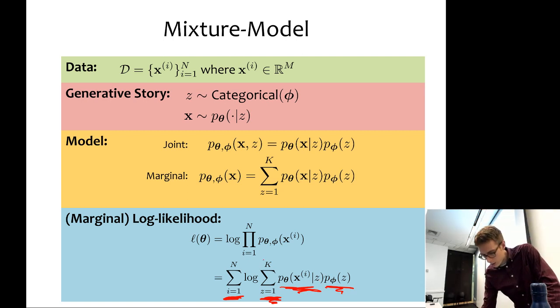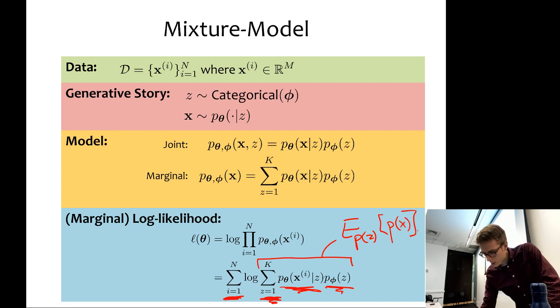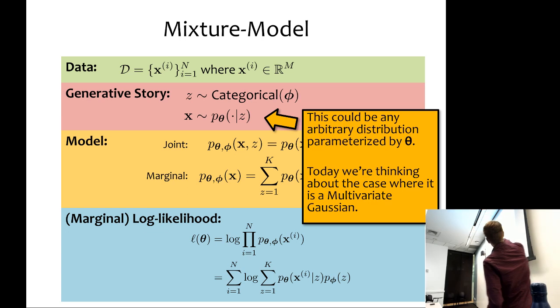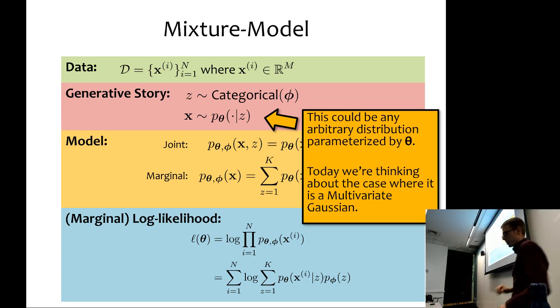So this here you can look at as an expectation under P of Z of the probability of X. Right. And this could be any distribution for any aspect of the data.